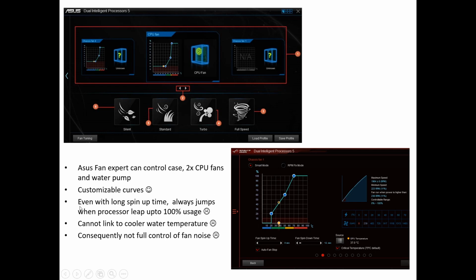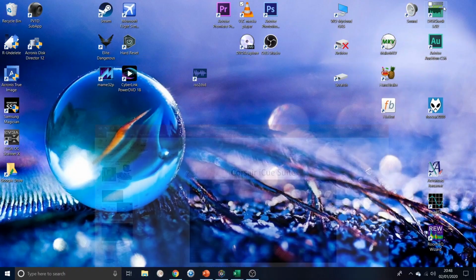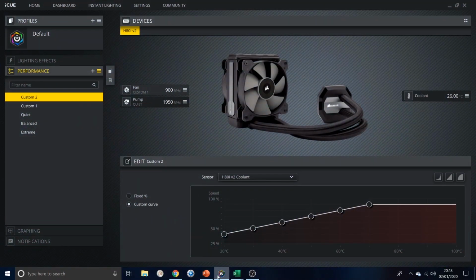So in fact, what I think is better is the Corsair iQ suite. There are various different profiles here. You can have quiet or balanced or extreme or even custom curves. And the custom curves are really useful, and we'll make use of that in the development of an optimization. Another nice thing about this software suite is there are data logging possibilities. I'm just going to quickly go to that software now and take a look at that. So this is my software here.